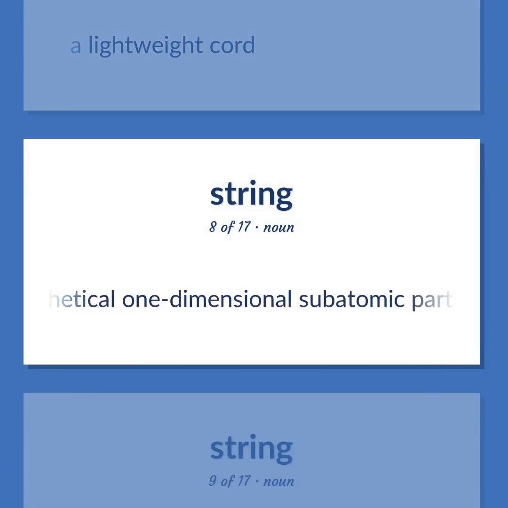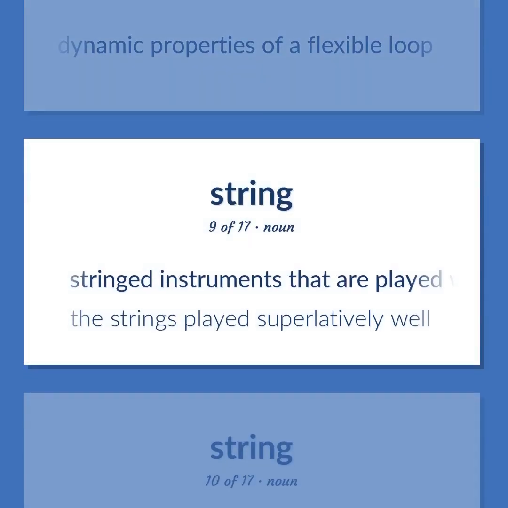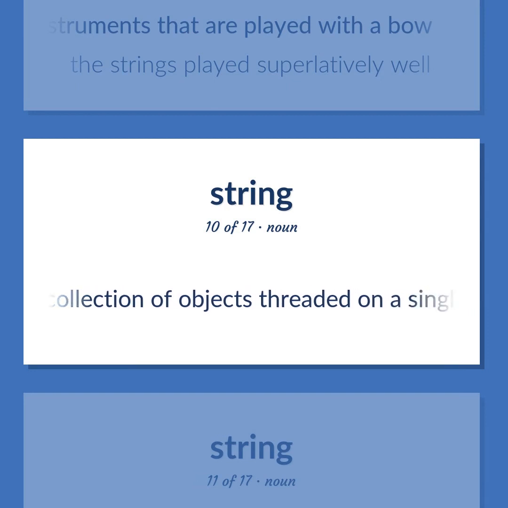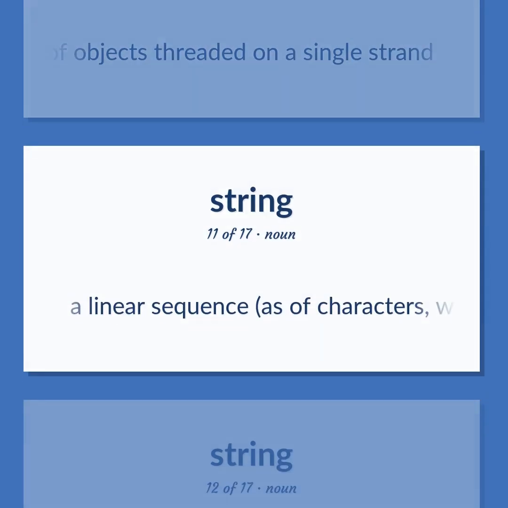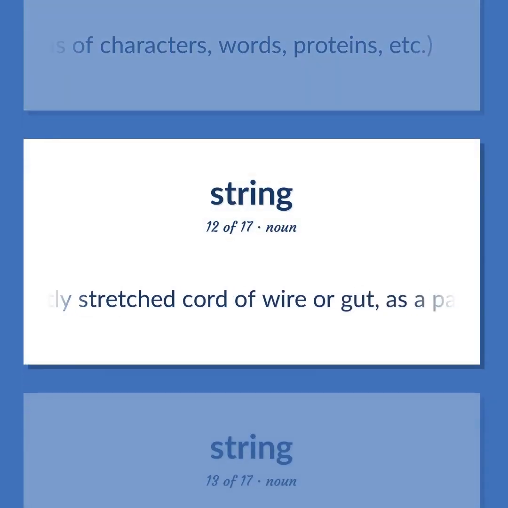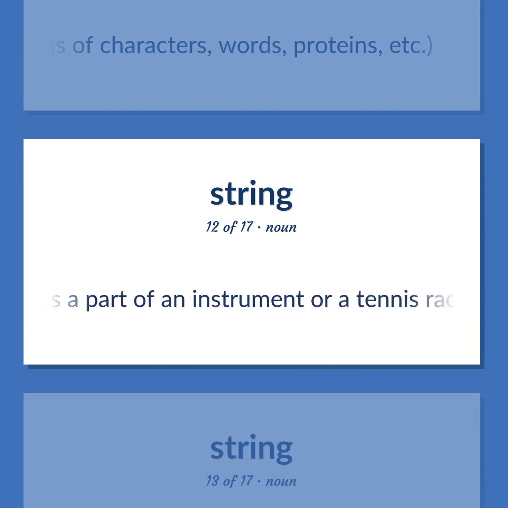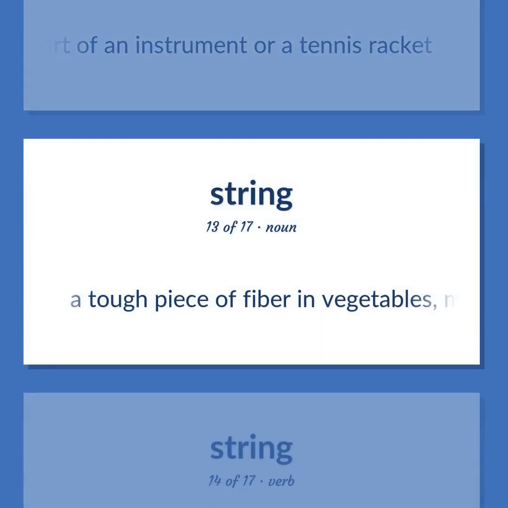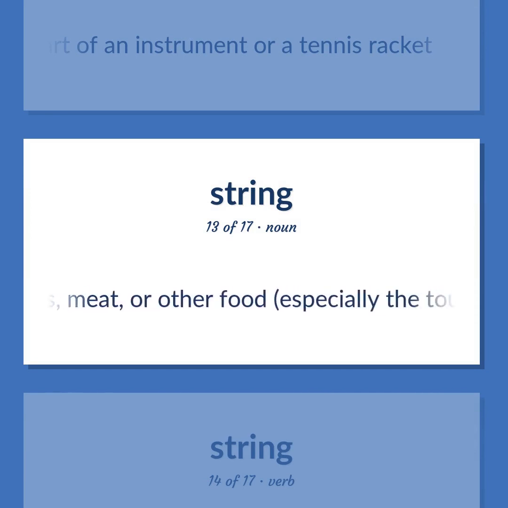Cosmology: a hypothetical one-dimensional subatomic particle having a concentration of energy and the dynamic properties of a flexible loop. Stringed instruments that are played with a bow. The strings played superlatively well. A collection of objects threaded on a single strand. A linear sequence, as of characters, words, proteins, etc. A tightly stretched cord of wire or gut, as a part of an instrument or a tennis racket. A tough piece of fiber in vegetables, meat, or other food, especially the tough fibers connecting the two halves of a bean pod.